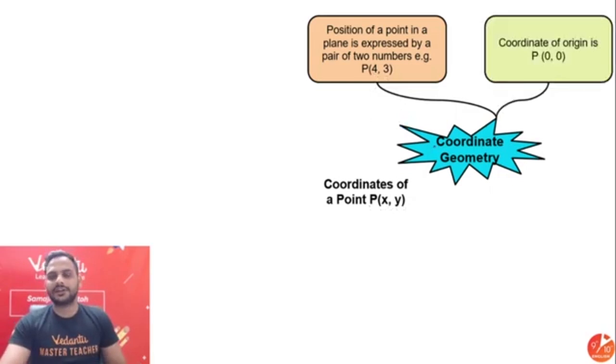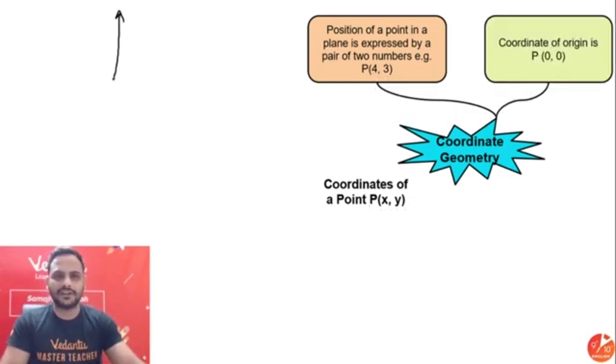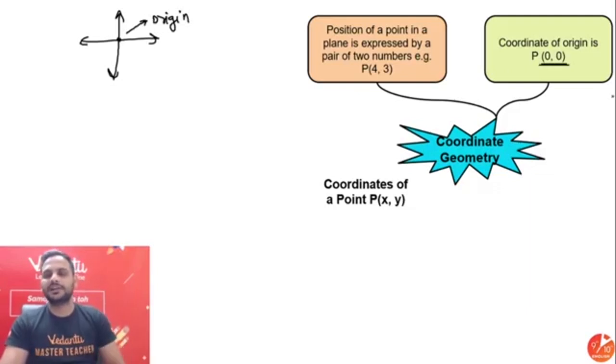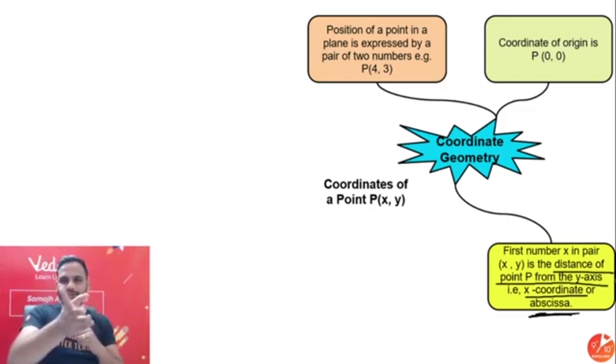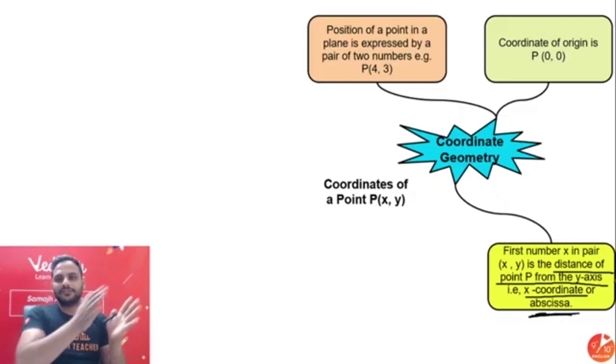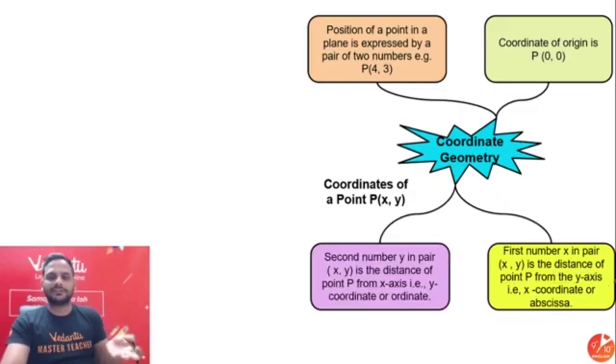All right, after that, the point where both the axes intersect, the point of intersection of both the axes is called origin, and origin's coordinates are 0 comma 0. Then the first number x in the pair x comma y is the distance of the point P from the y axis, or x coordinate, or abscissa. Another name for x coordinate is abscissa, and the definition of x coordinate is the distance of a point from y axis. Okay, for x coordinate, distance from y axis, for y coordinate, distance from x axis.